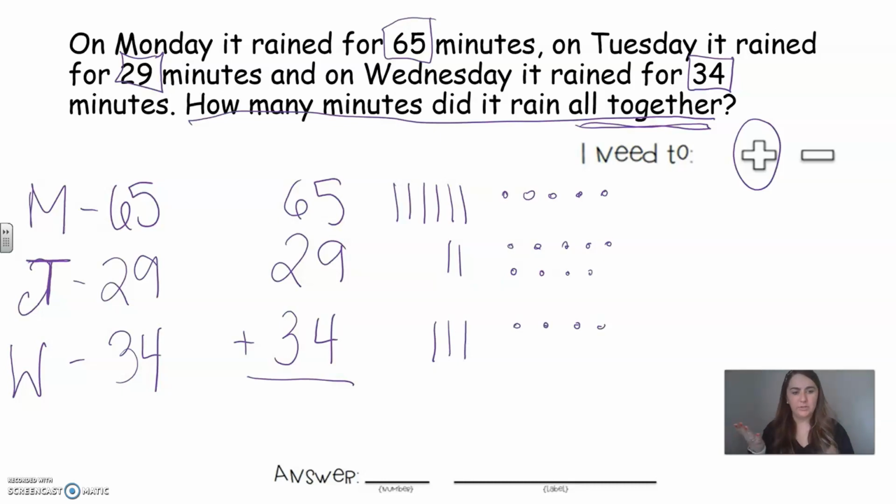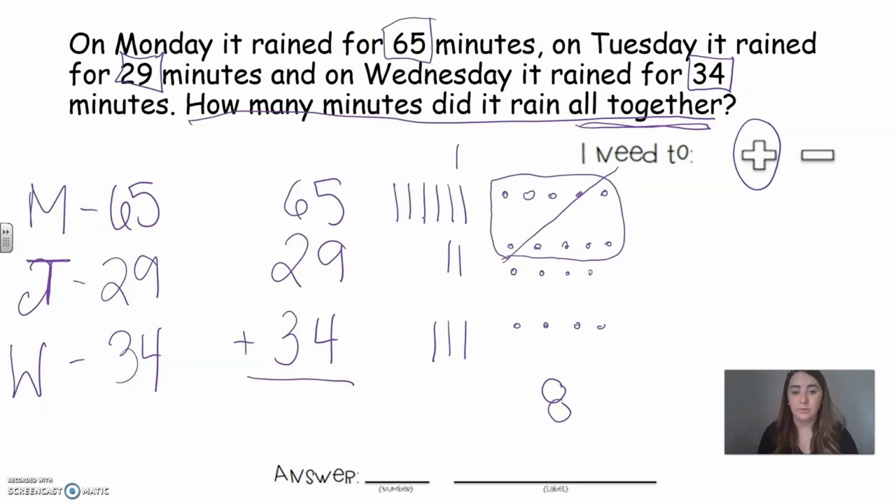So do we start with the tens or the ones? Always start with your ones. Don't forget that. Count them up. 6, 7, 8, 9, 10. All right, I got 10 ones. Circle them, cross them off. Those 10 ones now become a 10 stick. Okay, let's go back to our ones. Now we have 3, 4, 5, 6, 7, 8. We have 8 ones. Now let's move to our tens.